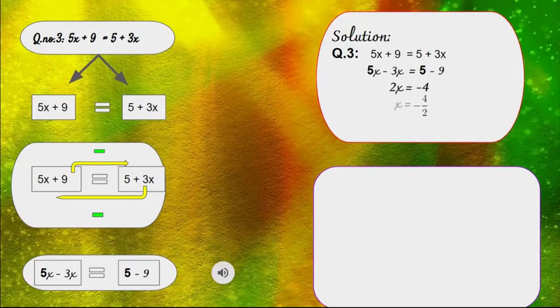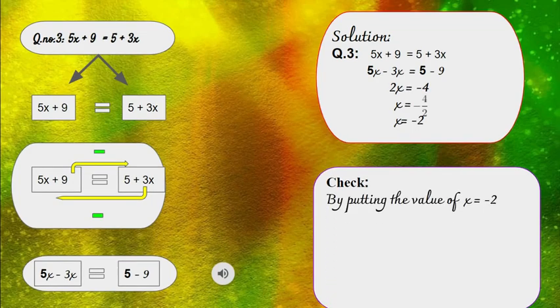So the value of x minus 4 upon 2 is equal to minus 2. So we got the value of y is equal to minus 2. Now we can check our answer by putting the value of x is equal to minus 2. Left side 5x plus 9 and right side 5 plus 3x. So here x, the value is minus 2.